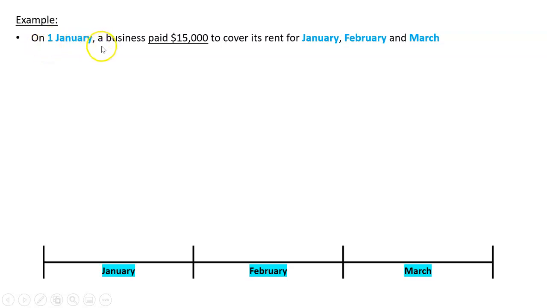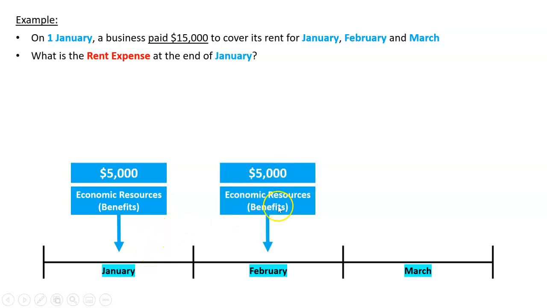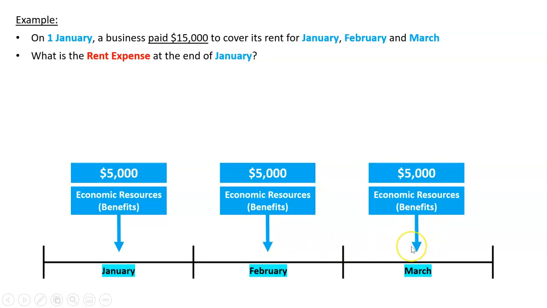On the 1st of January, a business paid $15,000 to cover its rent for January, February, and March. So here's the timeline. Here's today. We paid $5,000 for each month effectively. If we paid $15,000 for 3 months, we paid $5,000. Now that's going to provide an economic benefit in January. We paid another $5,000. That's going to be an economic benefit in February. And we paid another $5,000 here. That's going to provide an economic benefit in March.